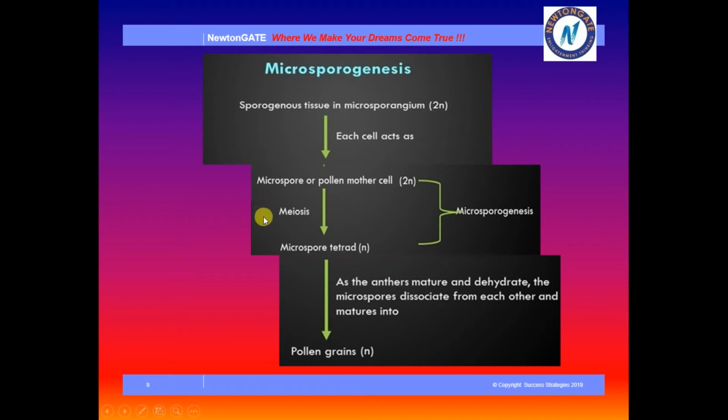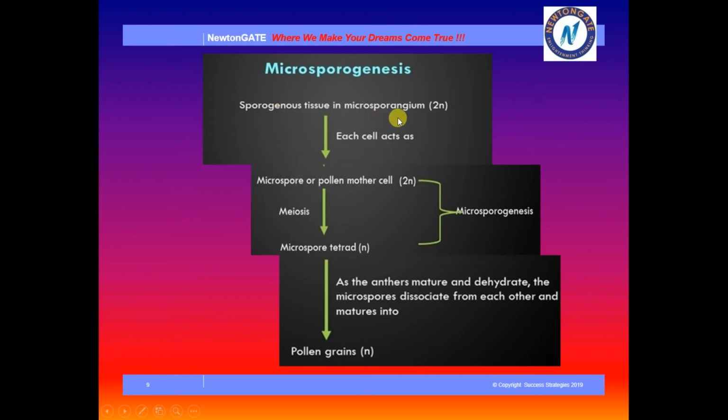This is the microsporogenesis process. Okay, this is the flowchart diagram. So here we will discuss the process in detail. What happens when the anther develops? Cells of sporogenous tissue undergo meiotic division to form microspore tetrads. So this is the microsporogenous tissue that undergoes meiotic division to form this microspore tetrad.